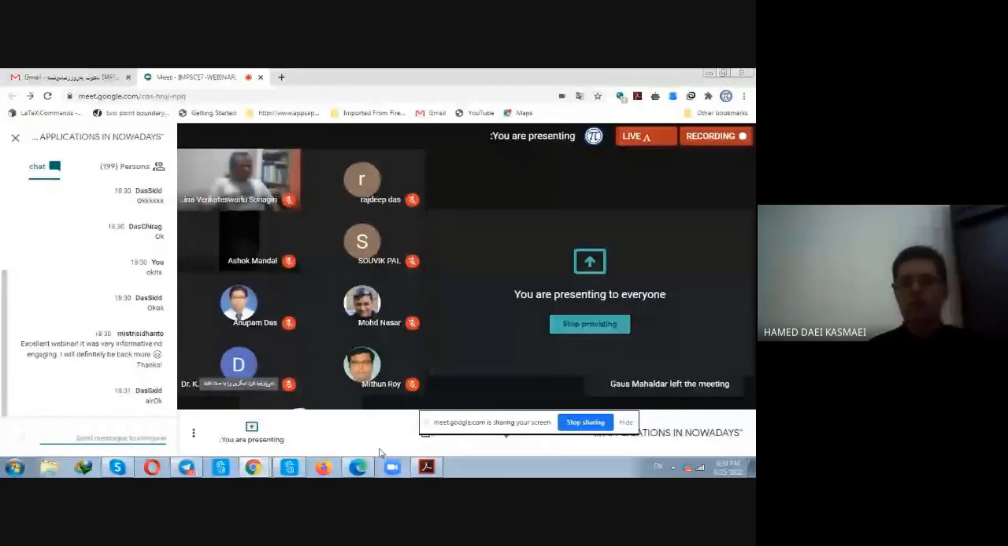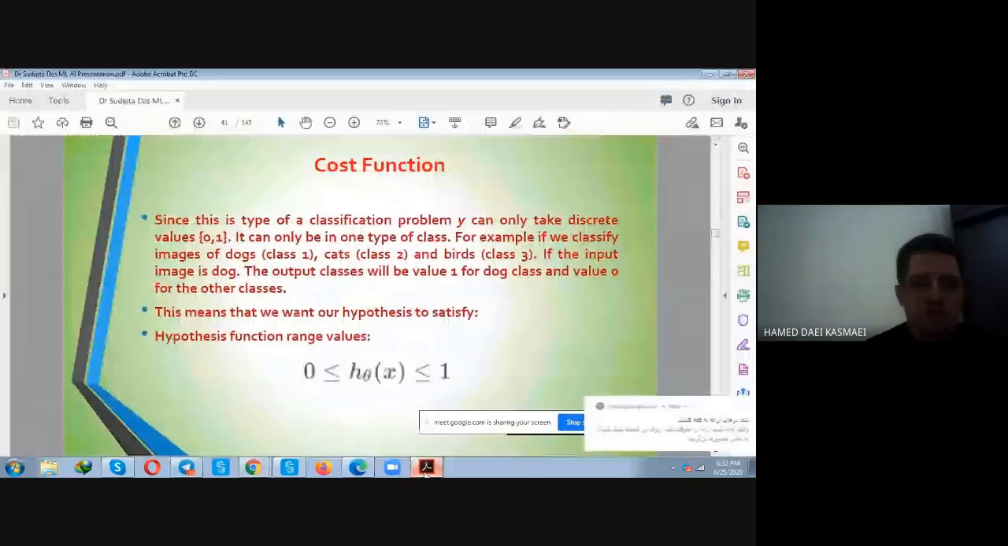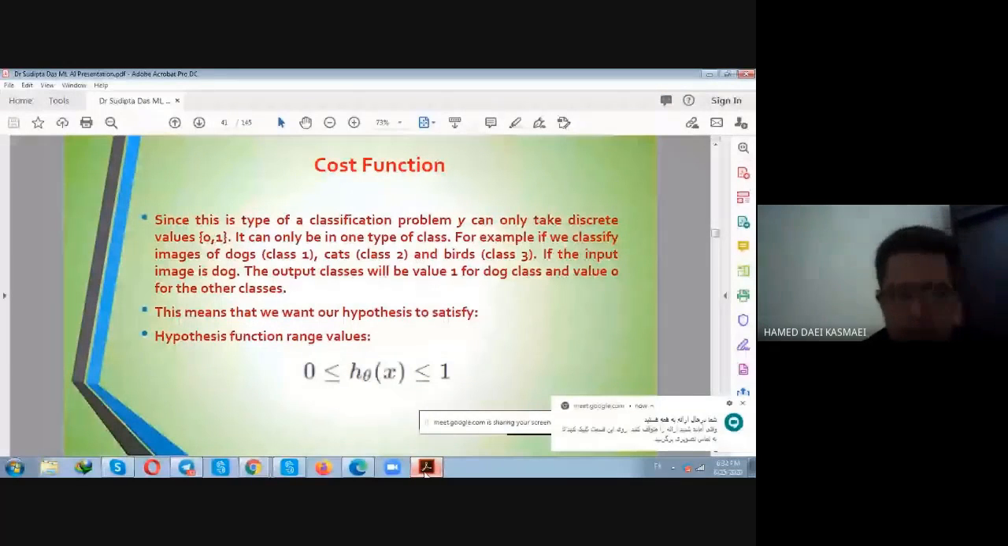Okay, so we were talking about the cost function. This function represents the sum of the error difference between the predicted value and the real labeled value. The general cost function, you have this J theta is equal to this function. Since this is a classification problem, y can only take the discrete values 0 and 1. It can only be in one type of class.